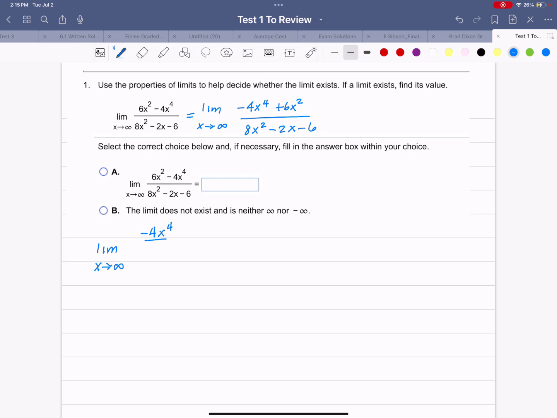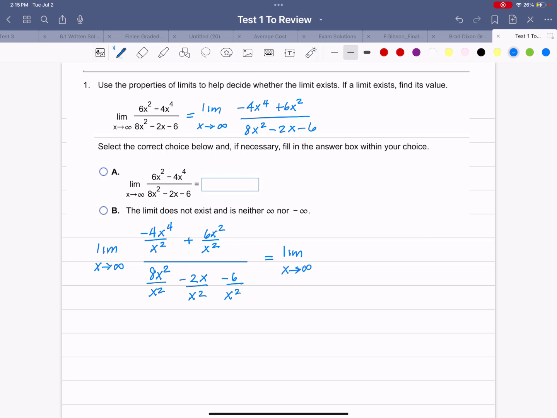So negative 4x to the fourth divided by x squared plus 6x squared divided by x squared. And on the denominator, that's going to be 8x squared divided by x squared minus 2x divided by x squared minus 6 divided by x squared. Now, whenever you do this, you should go ahead and reduce those terms.